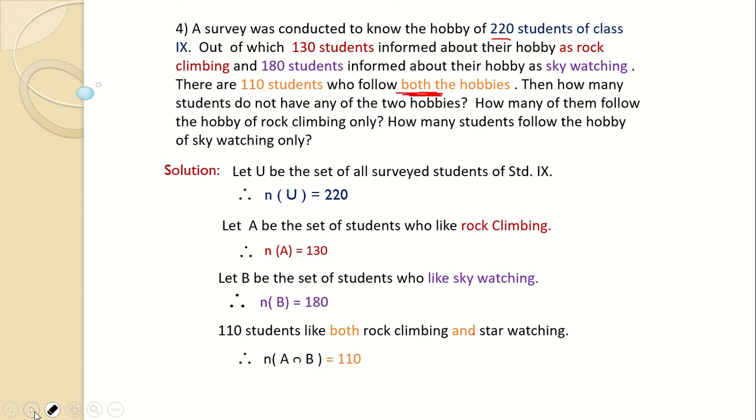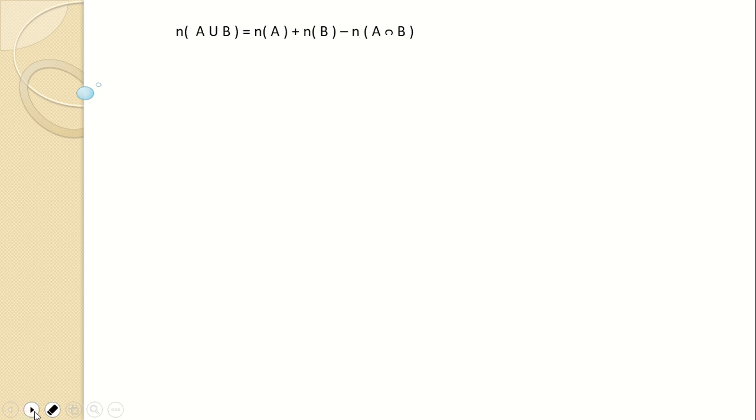Therefore, n of A intersection B is equal to 110. Now using the formula we will easily find out what is A union B. Just substitute the values. n of A was given 130, n of B 180, and 110. Solving, we got n of A union B is equal to 200. That means there are 200 students who have at least one of the two hobbies. Out of 220 total students, there are 200 students who have at least one of the two hobbies.